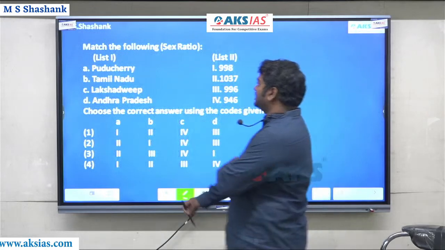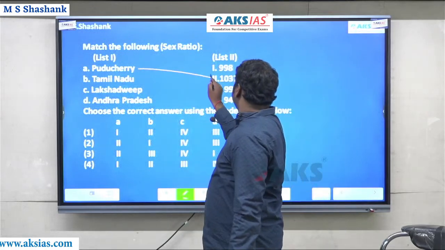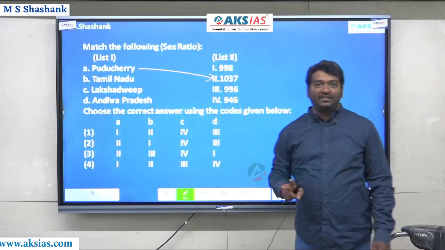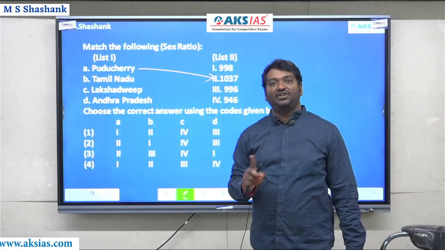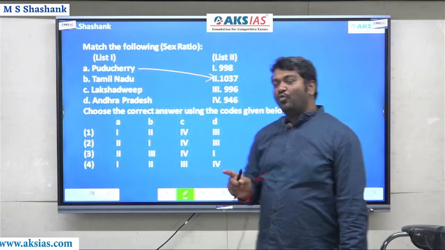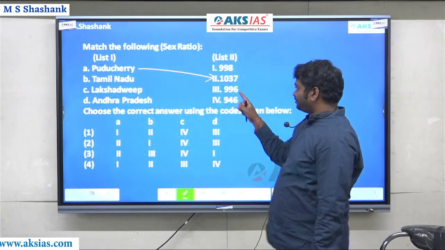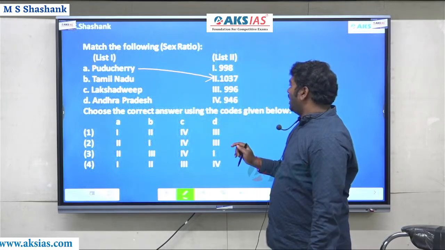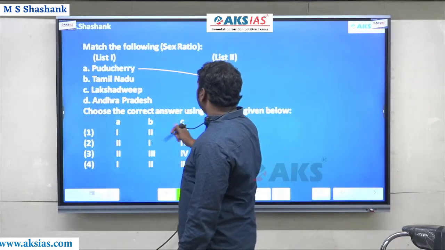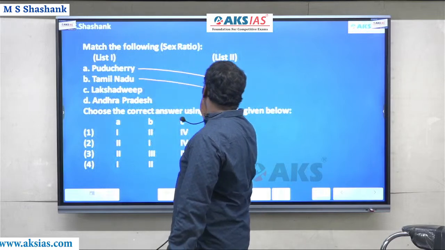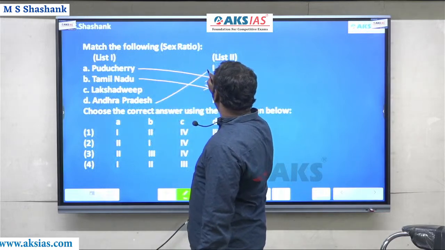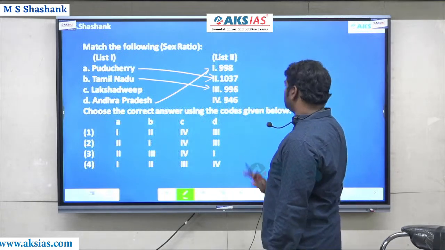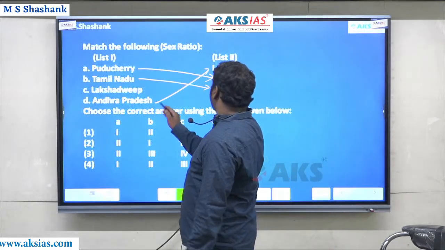Sex ratio, okay. See guys, Puducherry is having 1037. Remember there are two states in India where the sex ratio was more than 1000. One was Kerala, the second one is Pondicherry. Fine. After that, Tamil Nadu has 996, Andhra Pradesh 998. I think it is a combined one according to 2011. Lakshadweep has the least.